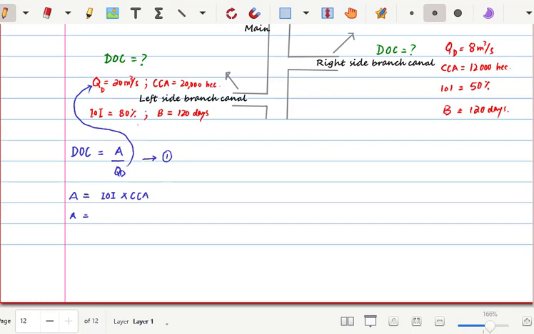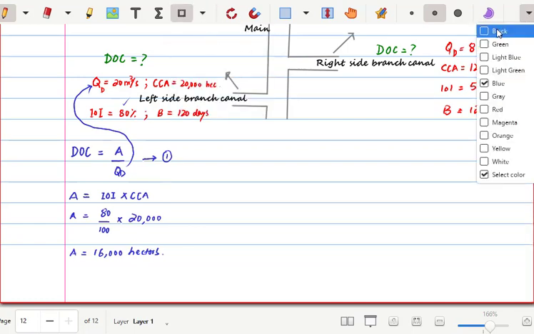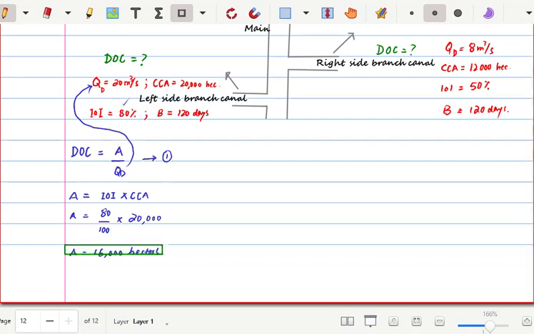IOI for left side, we are actually solving for left side, right? IOI for left side is 80%. 80% means 80 divided by 100 multiplied by cultivable command area for this one, which is 20,000 hectares. So what is the area for left side? Area to be irrigated for left side, when you solve it, you will get 16,000 hectares. Our value is in hectares, right? So we will get the answer as 16,000 hectares. This is area for left side.